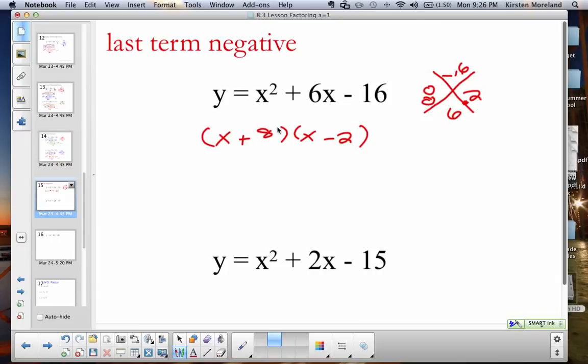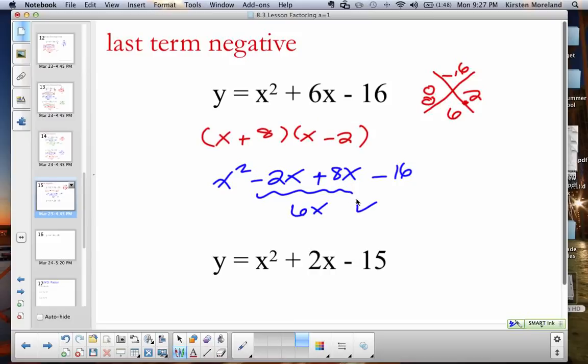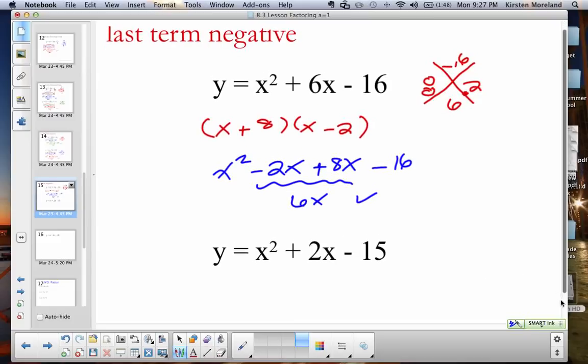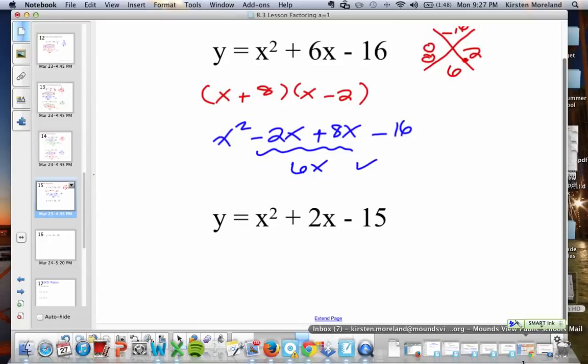Check your answer. X times x is x squared. X times negative 2 is negative 2x. 8 times x is 8x. 8 times negative 2 is negative 16. My middle numbers should add to 6, which they do. Okay. Pause the video and try the second one on your own. I want you to try to get through completely.